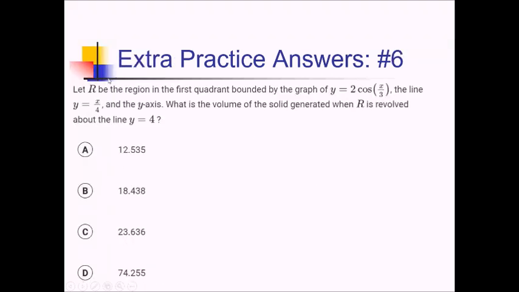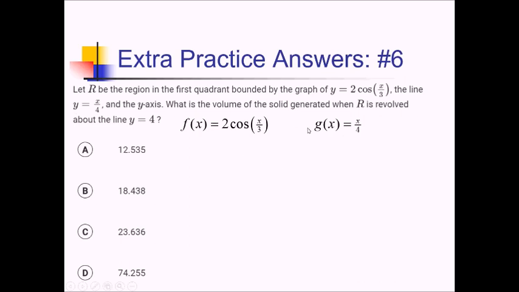For this problem, we're told that R is the region in the first quadrant bounded by these two functions here and the y-axis. We want to know the volume that we generate when R is revolved around the line y equals 4. So let me start by labeling these. I'm going to call this 2 cosine of x over 3 f of x. And then this x over 4, I'm going to call that g of x, just so I can refer to them quickly as I'm explaining this.